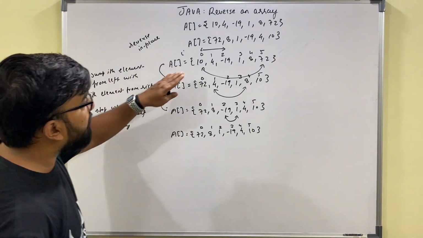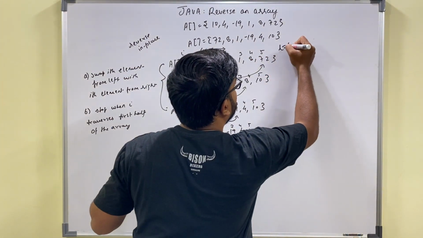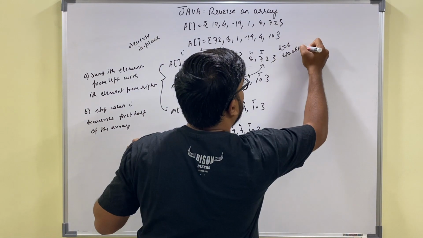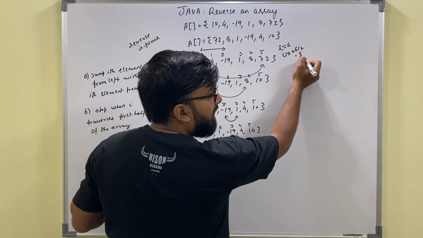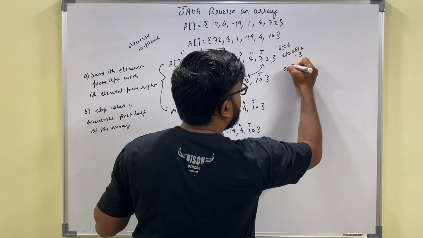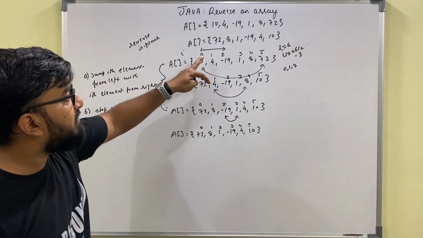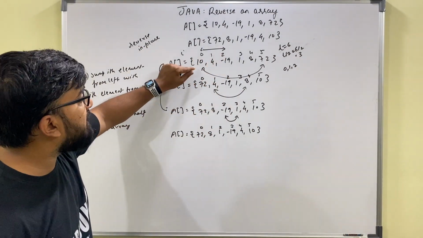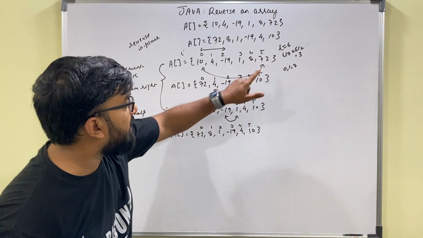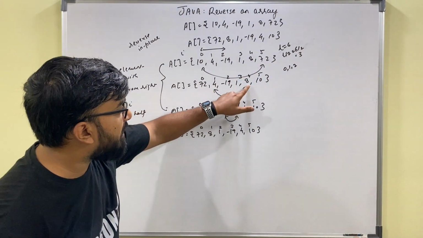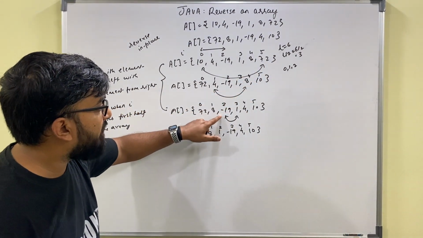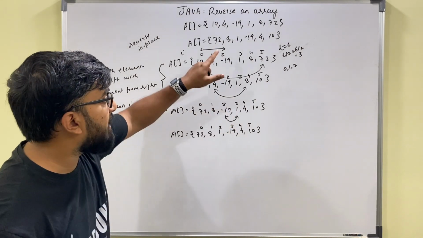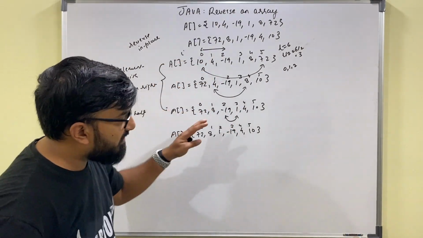So this means that for the first half of the array, if length is 6, L by 2 is 6 by 2, which is 3. So values of i less than L by 2 are going to be 0, 1, 2. So for indices 0, 1, 2, you swap the ith value from left with ith value from right. And you do this for the first half of the array. And this is what we exactly code.